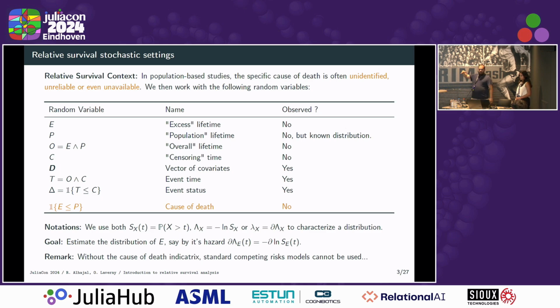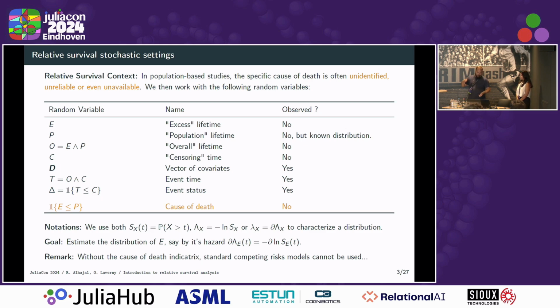So in terms of notations, we'll use S to denote the survival function of a random variable. We'll use lambda, the big lambda, to denote the hazard function of a random variable, which is just minus the log of S. And the small lambda, or d lambda, to denote the instantaneous hazard, which is, for positive random variables on the positive part of the real line, which is our case here, quantities that characterize these distributions. Our goal, I just said it, is to estimate the distribution of E, let's say by its hazard.